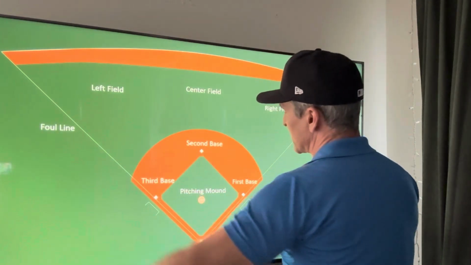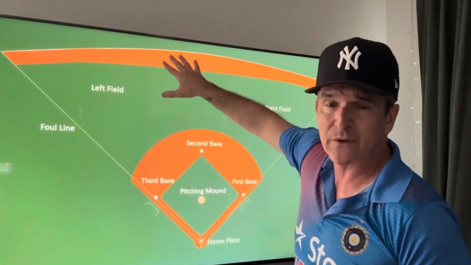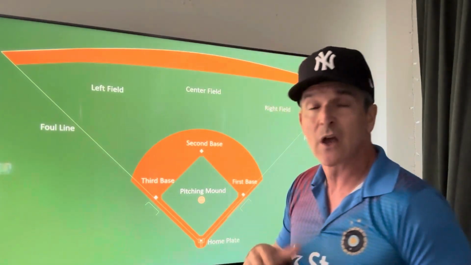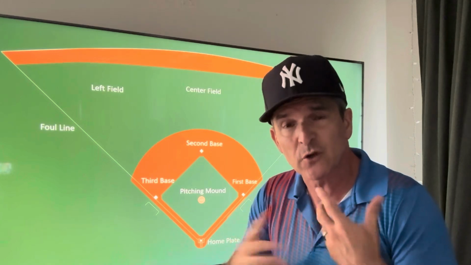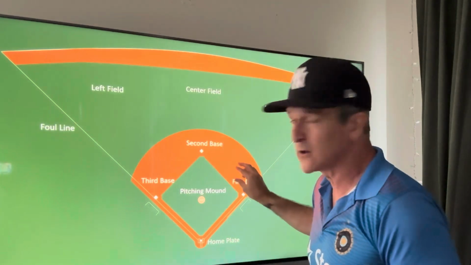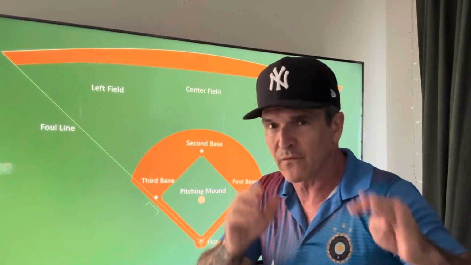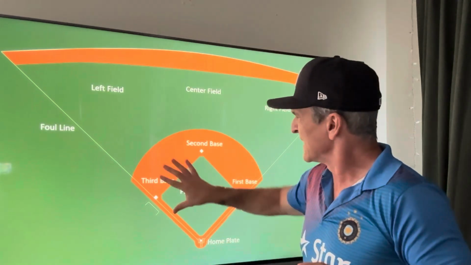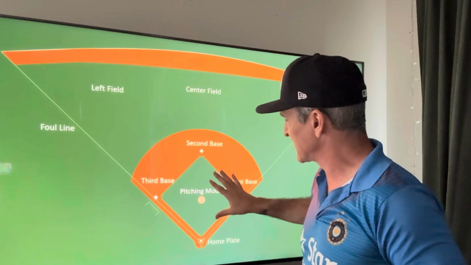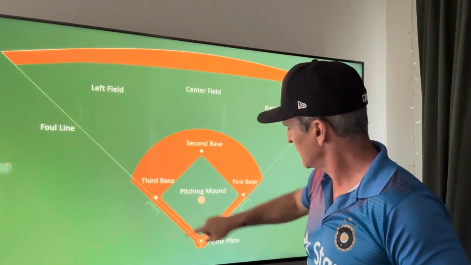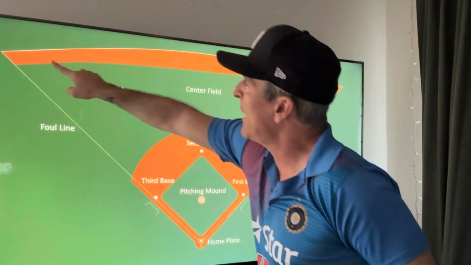This is foul territory. If you're wondering about the colorization, what it's representing is dirt or clay. It's a mixture of dirt and clay on what is called the infield. It varies from team to team, but it's pretty much congruent, pretty much the same. You have dirt here, and then you do have dirt along here.